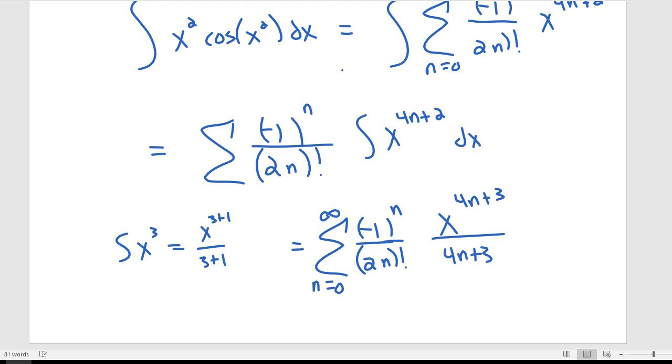Let me scroll back up a second, right? So the integral of this function will equal the integral of its series. We did the integral of the series. So here's the integral of x squared cosine x squared. Isn't that cool? This is so cool.